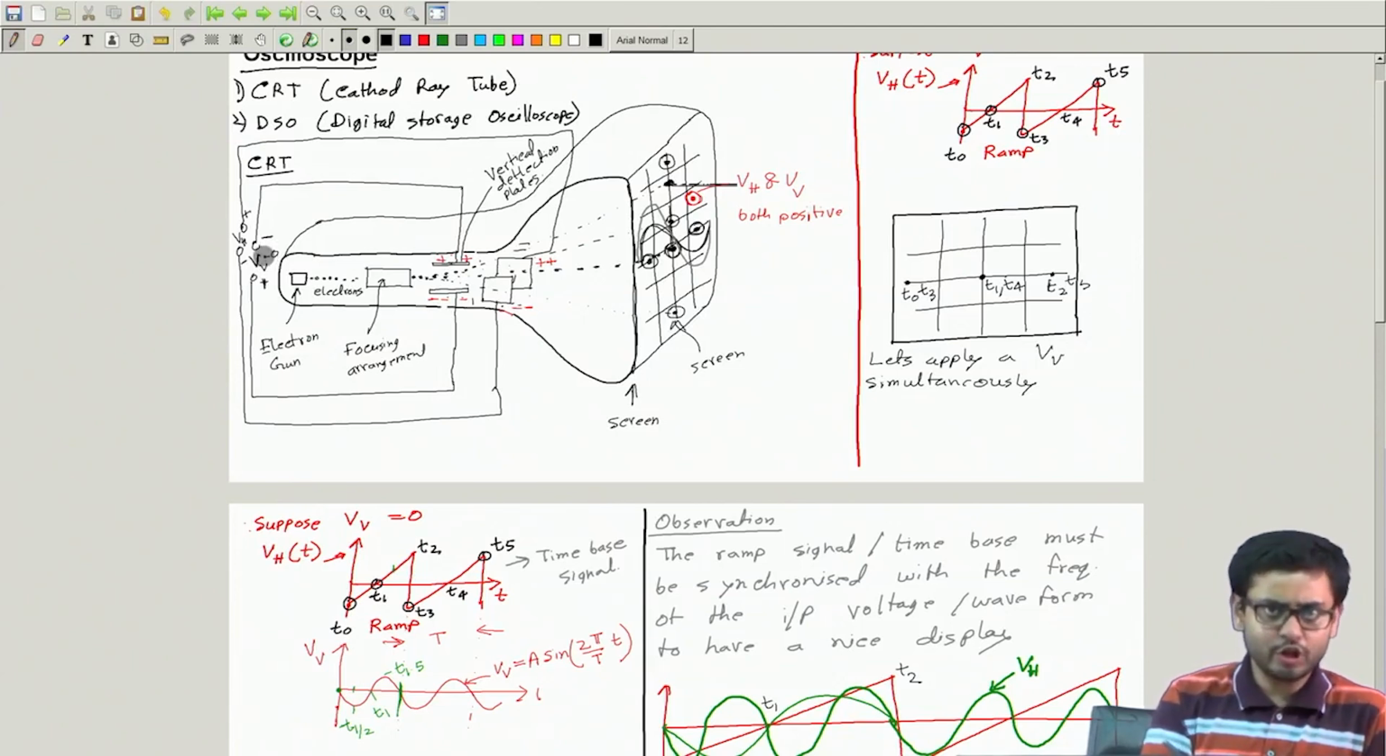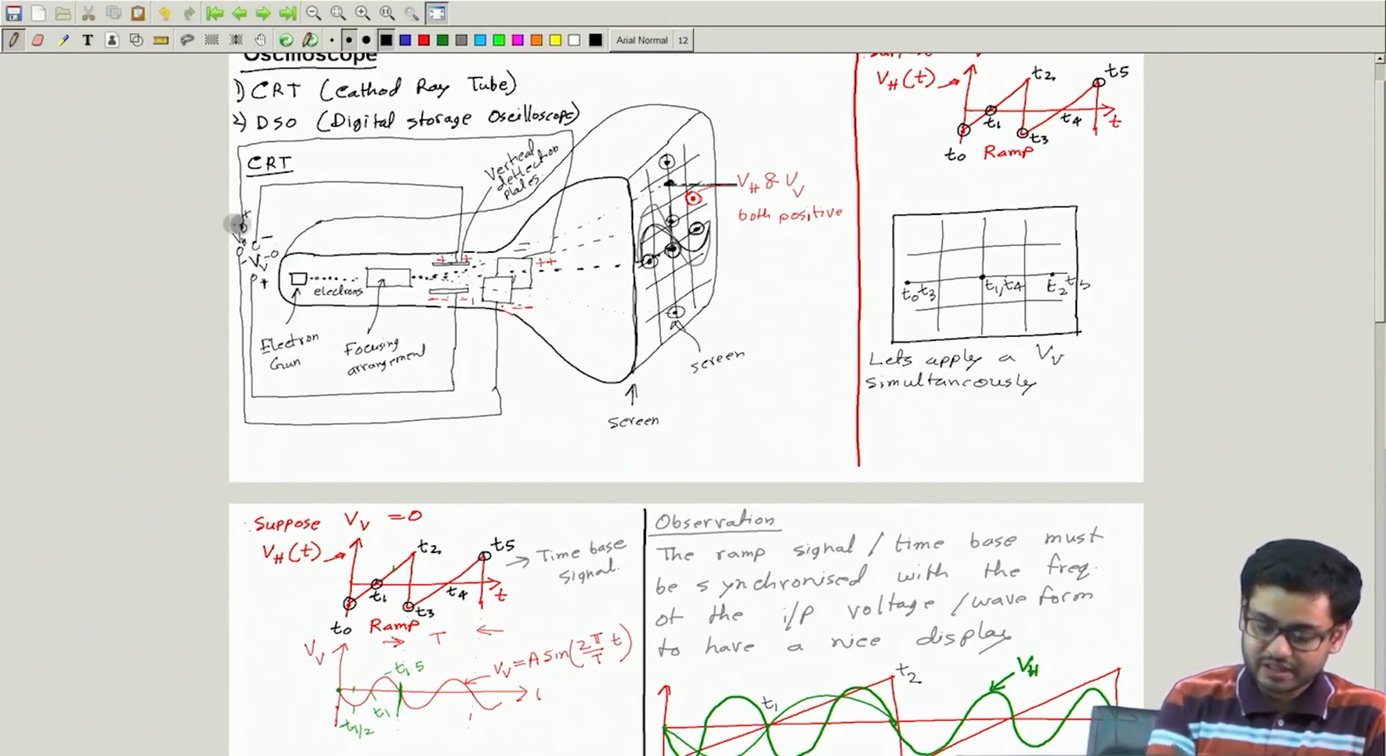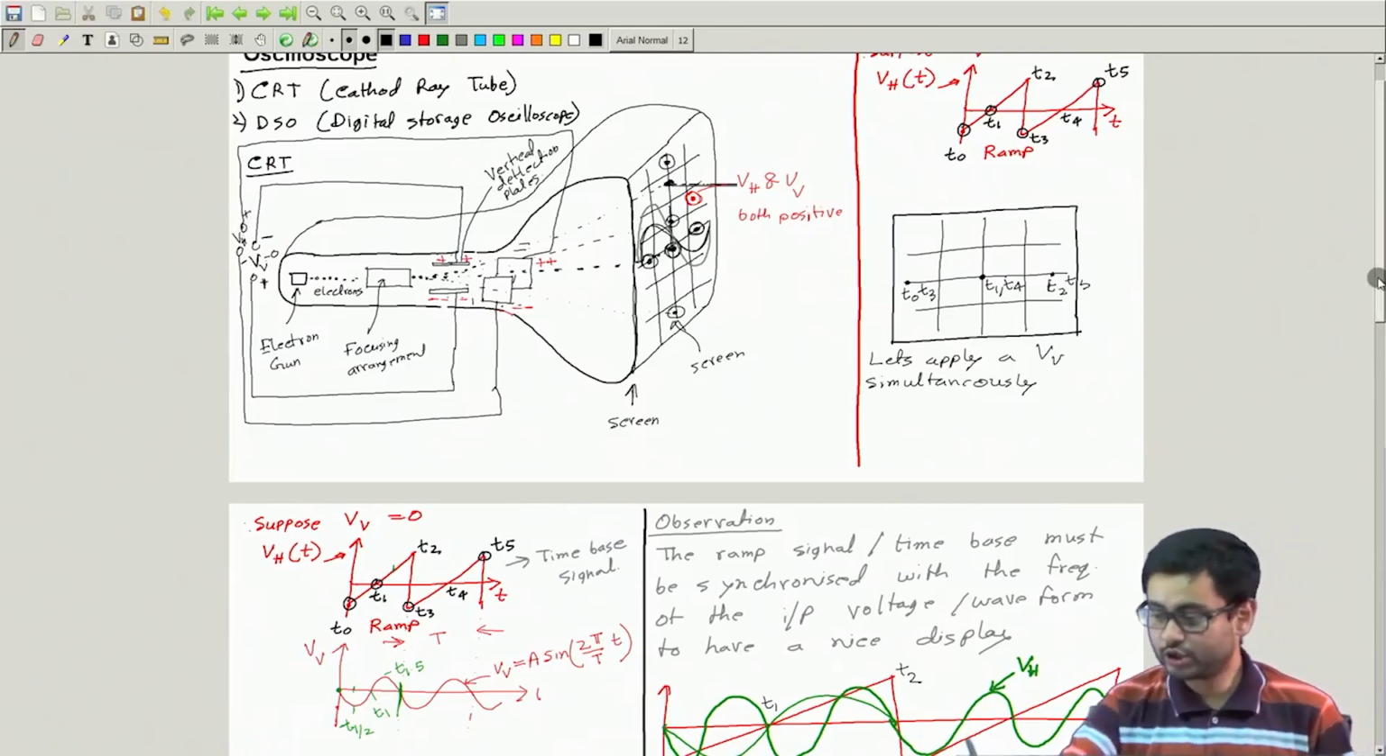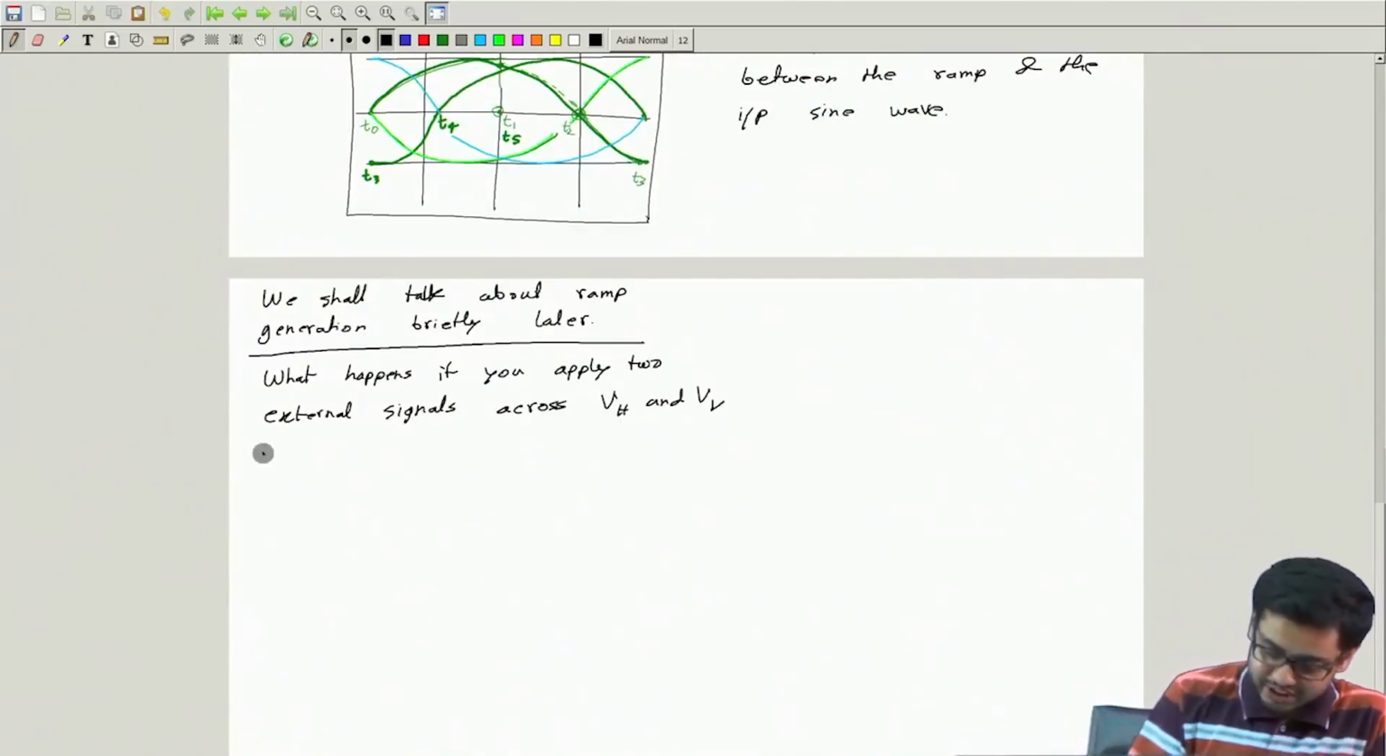Now in oscilloscopes we have provisions to apply two waveforms across these two sets of plates. Instead of applying this ramp, which is generated internally in the oscilloscope, across the horizontal plate, we can apply an external signal across this plate as well. And then we can see a lot of different patterns on the screen, which are called Lissajous plots or figures.